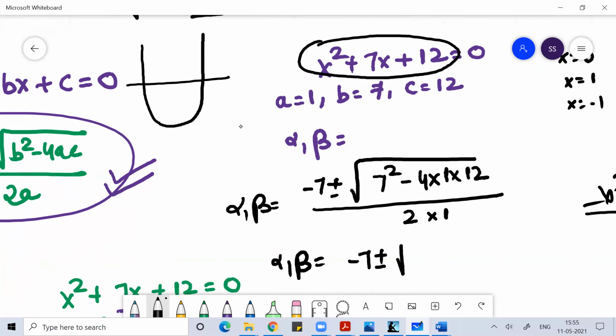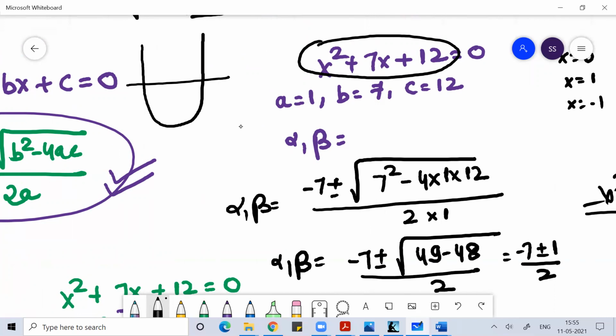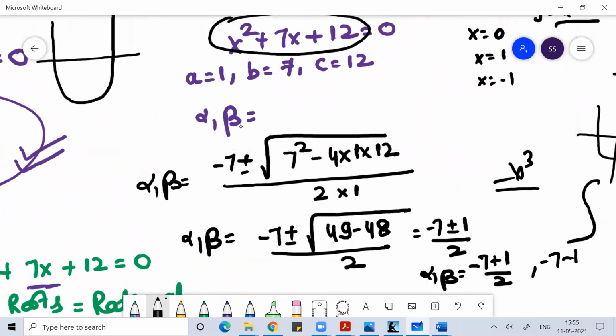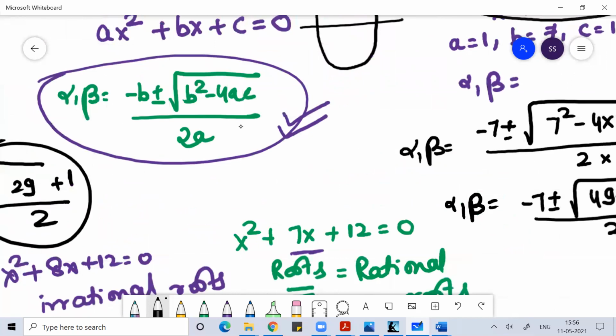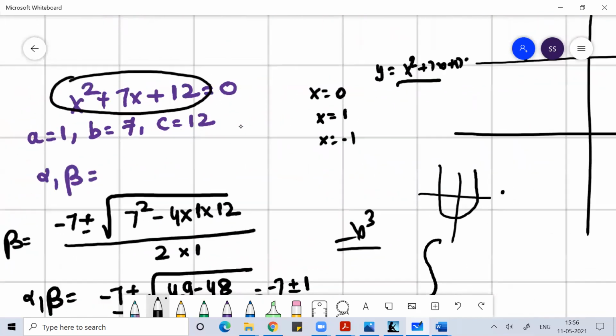So if you solve this: minus 7 plus minus root of 49 minus 48, divided by 2, so this is minus 7 plus minus 1 by 2. 49 minus 48 is 1, root 1 is 1. So alpha and beta will be minus 7 plus 1 by 2, and minus 7 minus 1 by 2. So alpha and beta would be minus 3 and minus 4. The same thing you would have got by splitting the middle term, and the same thing you will get here also.